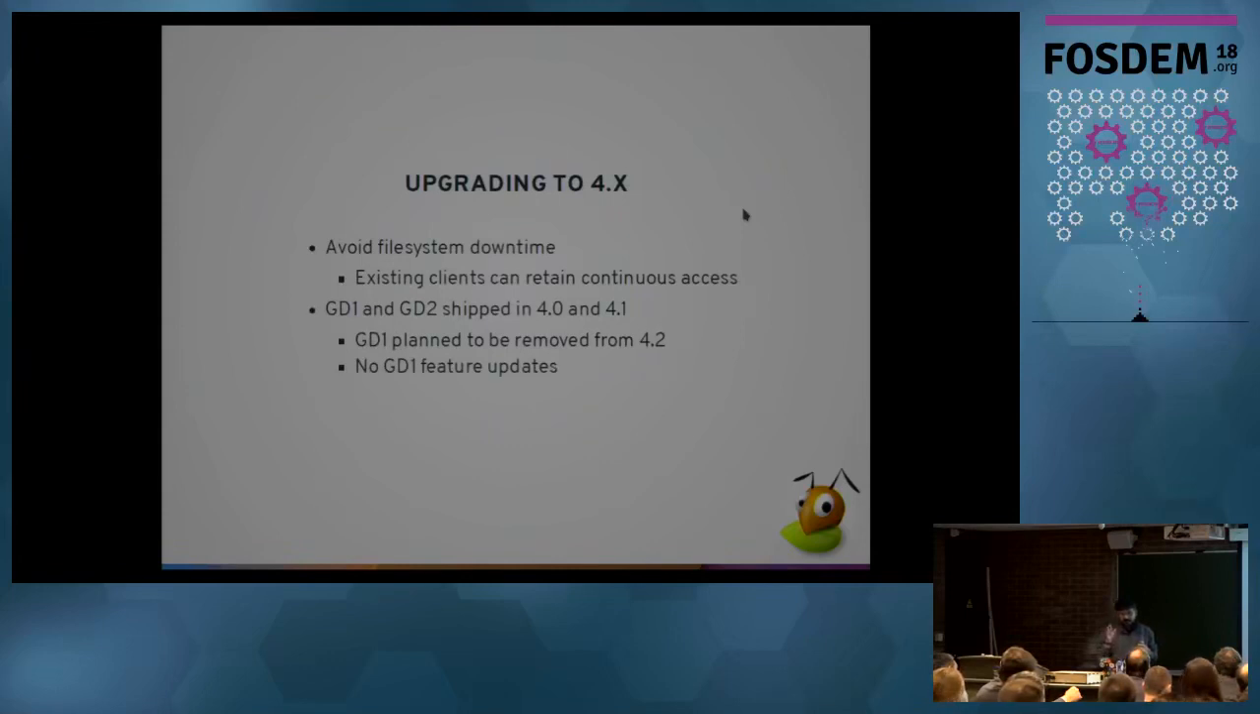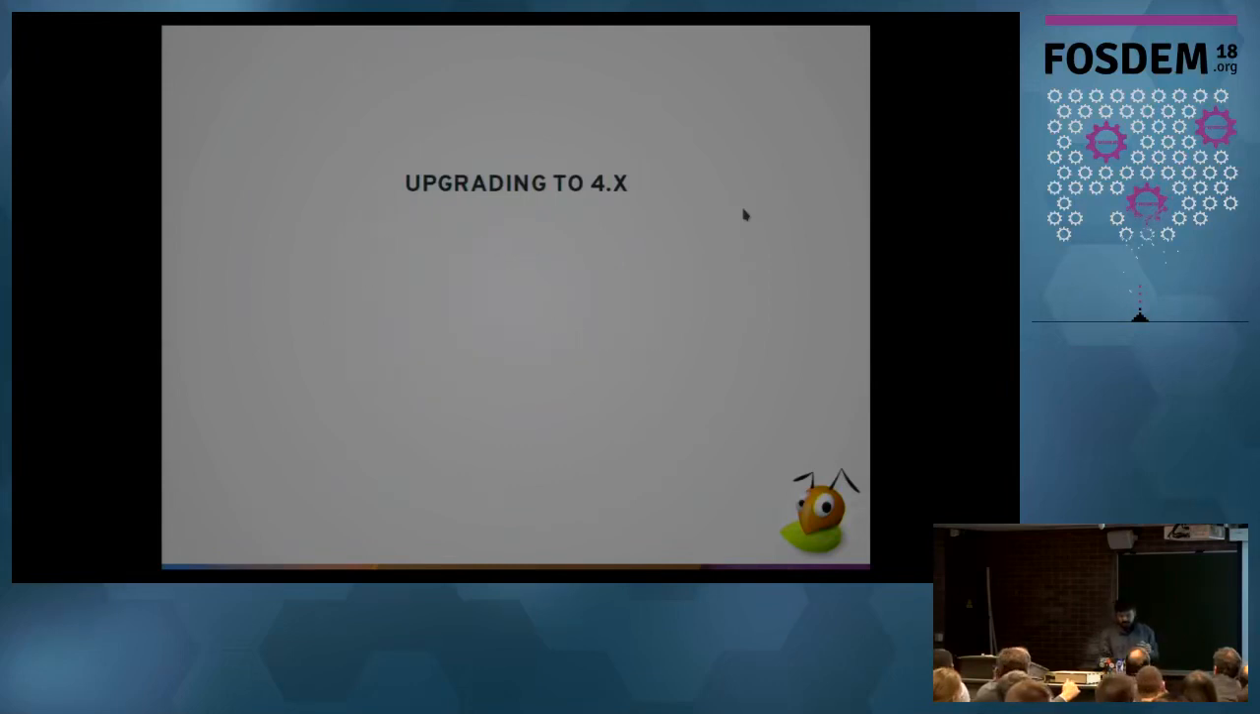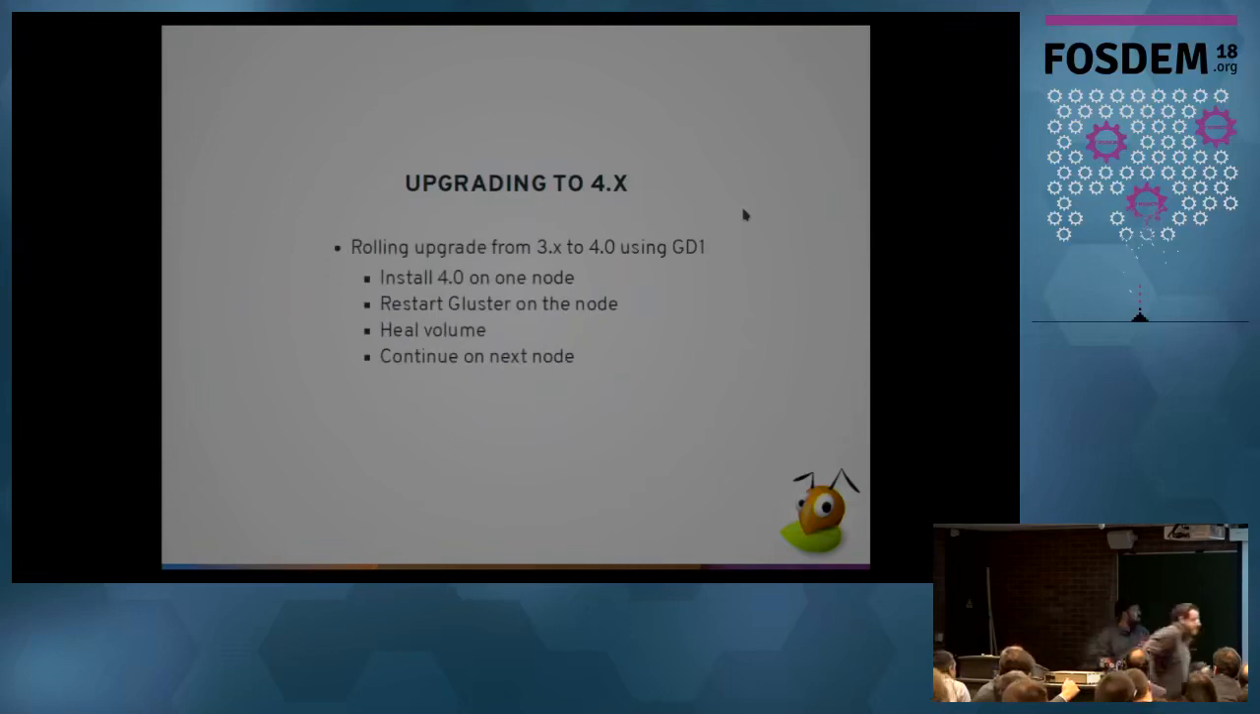Right now we plan to ship the old Gluster in Gluster 4.0 and Gluster 4.1. We currently plan to remove Gluster 1, the old Gluster, from Gluster 4.2. During this time, Gluster 1 will not receive any feature updates. So it's essentially what we have right now in 3.13. These are the expected steps for upgrades.